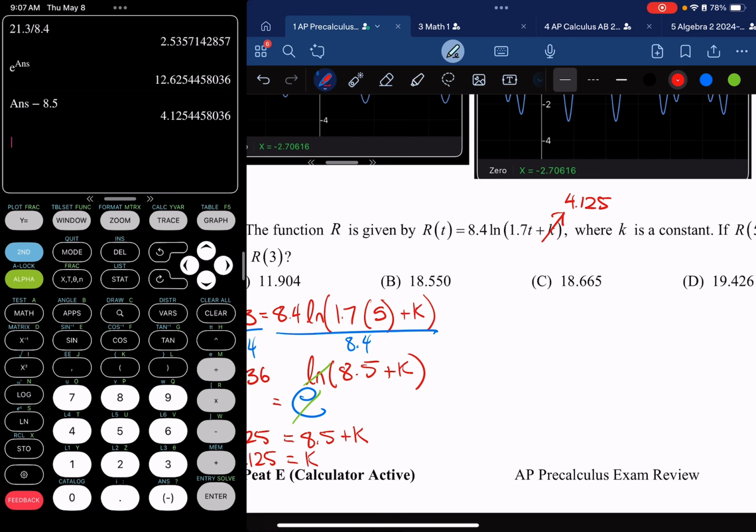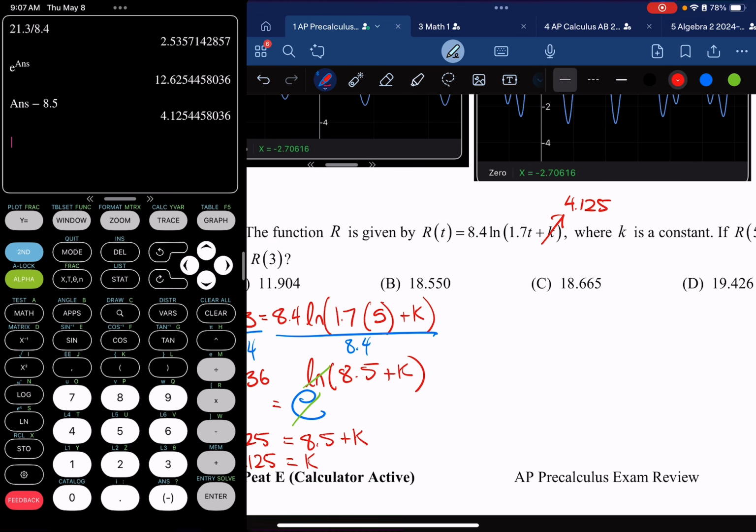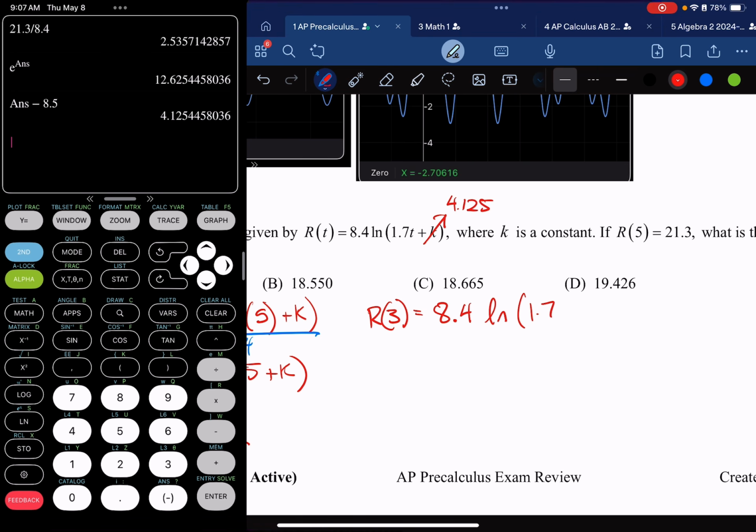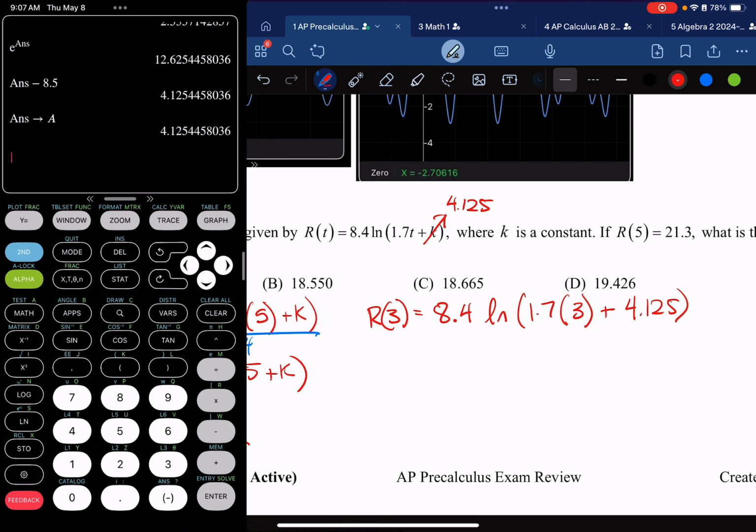And I can now plug in 3, because it was after 3. What is R of 3 when I plug into the real equation? Well, R of 3 is equal to, I can fill in the full formula, 8.4 times natural log of my 1.7 times 3, plus the value of K, which I just figured out was 4.125. And you can store on your calculator if you want to be super accurate. I'll show you how to do that. You hit the store in the bottom left, and then you can choose whatever variable. If I want variable A, I hit alpha math, and now variable A stores that number. If I hit alpha A again and hit enter, it's still holding that number.